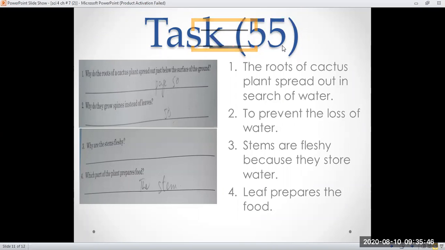Students, again I am saying that here is a mistake on the last question, number 3. I'm going to repeat: why are the stems fleshy? Stems are fleshy because they store water. And in the last question, which part of the plant prepares the food? Students, here is some mistake. Here is not a leaf, here is a stem. So stem you are going to write down. Here is a mistake by myself.